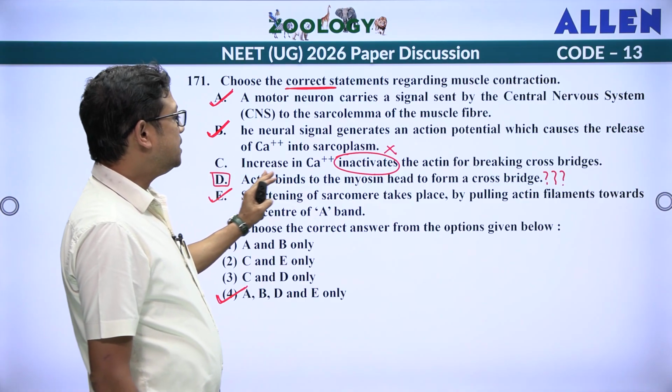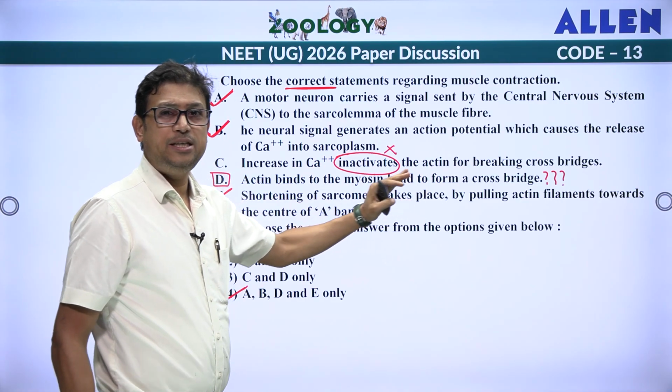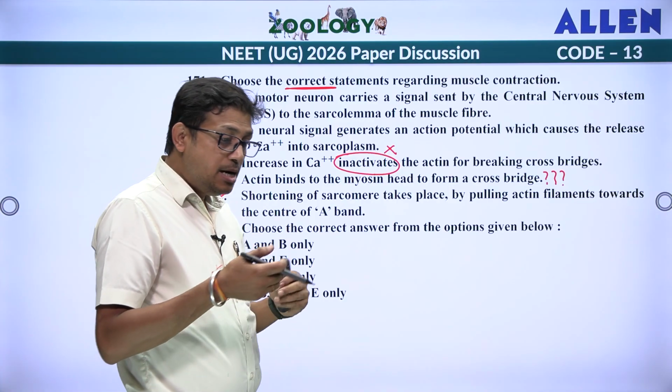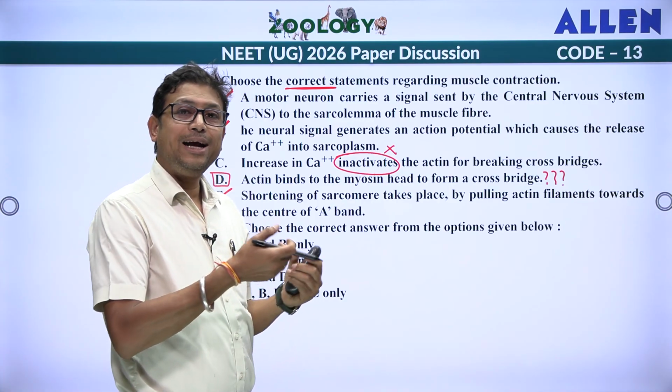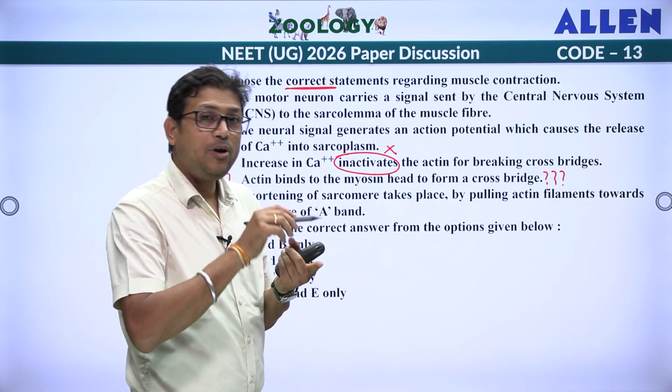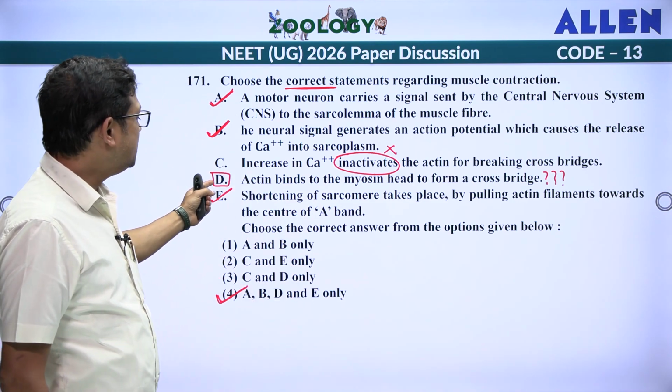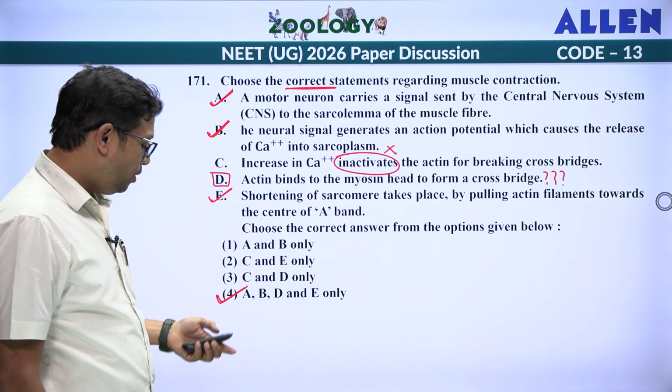So here we have to understand the cross bridge. Cross bridge is formed due to actin and myosin binding. Now who will pull or who will glide over what? The actin filament glides over myosin. Okay. So here we have to consider this statement as correct. So answer will be the fourth one.